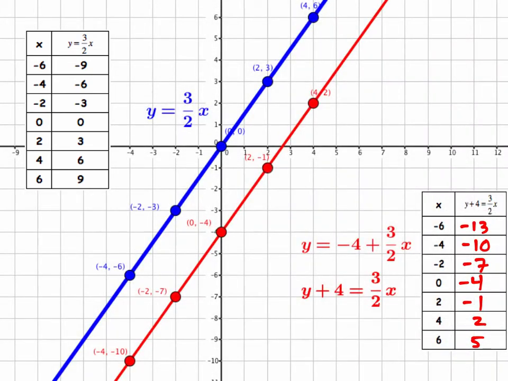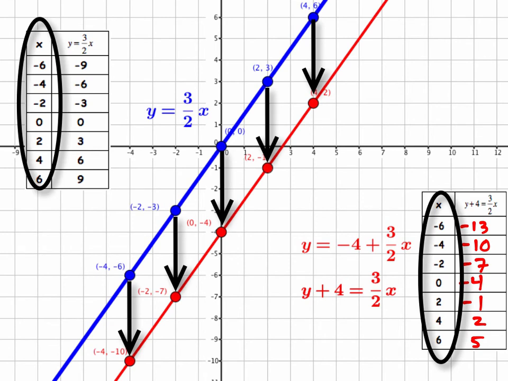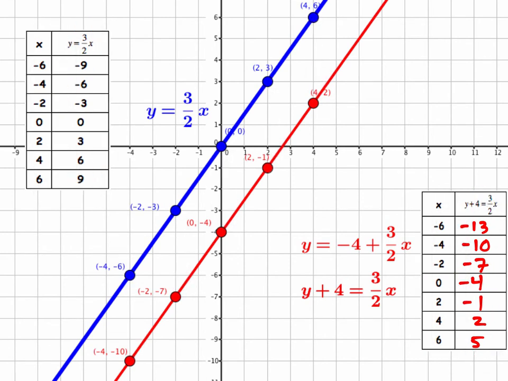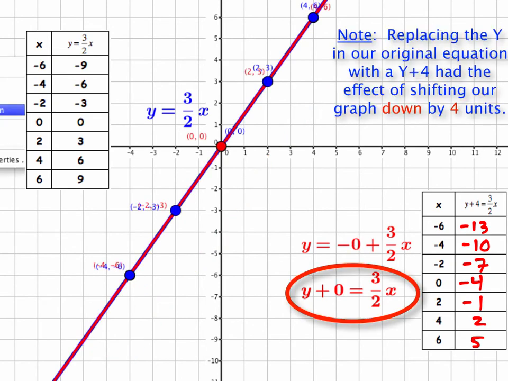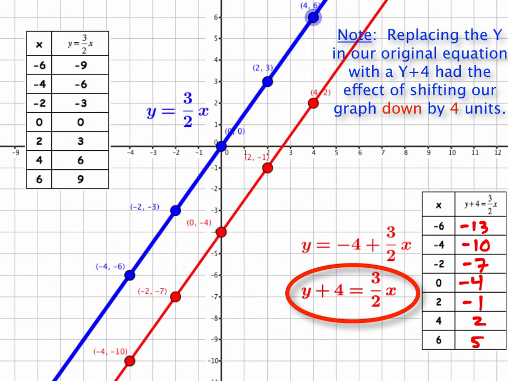Again, perhaps it was easiest to put this equation into y equals form, so you have the slope of 3/2, that's why they're parallel lines, exact same slope, but this time a y-intercept of -4, hence the graph has been shifted down exactly 4 units. So for the exact same x value, the y value is now 4 units smaller, and that's what takes all of these points and shifts them down exactly 4 units. Replacing the y in our equation with a y plus 4 had the effect of shifting our graph down by exactly 4 units.